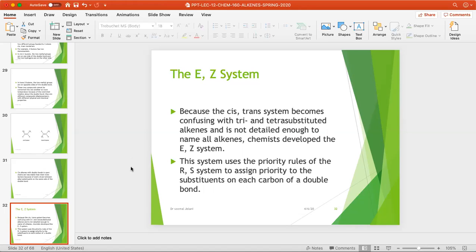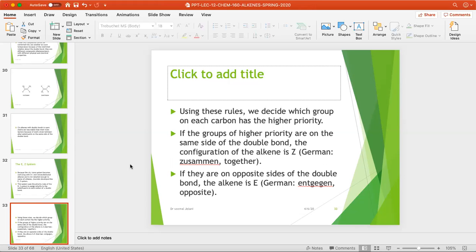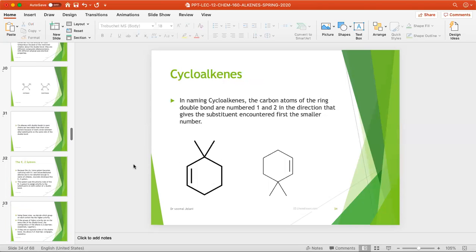Right now it's not the course content, so I'm not going to discuss it in detail over here. So using these rules, we decide which group on each carbon has the higher priority. If the groups of higher priority are on the same side of the double bond, the configuration of the alkene is Z, from the German zusammen, which means together. If they are on opposite sides of the double bond, the alkene is E. German में इसको कहते हैं entgegen, which means opposite sides.